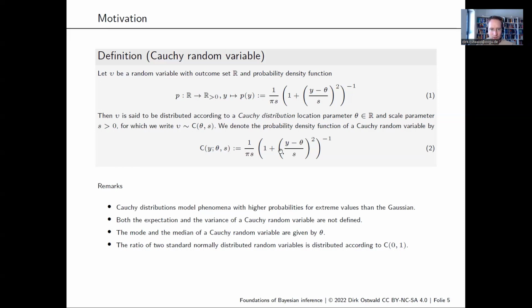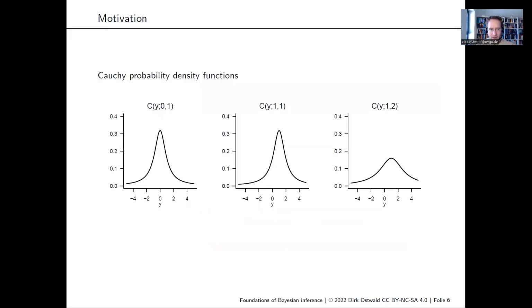And the way these things look are a little bit like Gaussians, but with heavier tails. So if you have here this Cauchy random variable or this Cauchy probability density function with theta parameter 0 and s parameter 1, this looks a little bit like a Gaussian in a way that a t-distribution might also look like a standard normal distribution, but not quite. So it's not as round here. It has a little bit more probability density here.